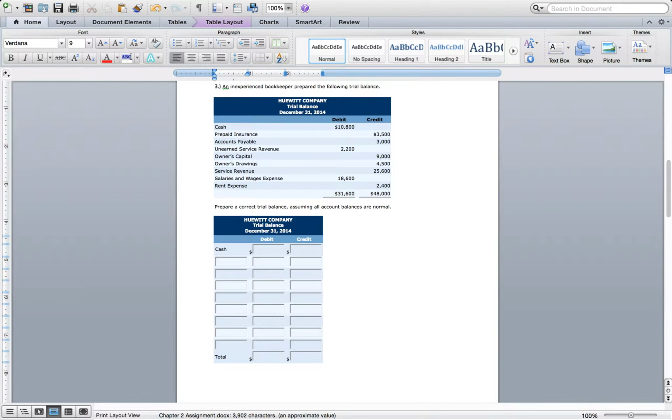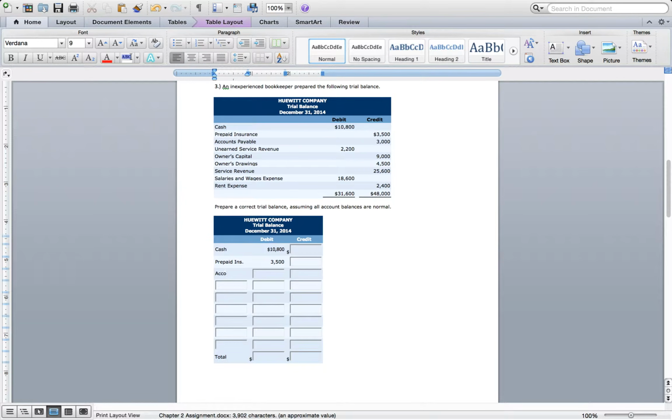Okay, so we start with the first account. Start with cash. That is actually correct. You start off with a debit, $10,800, because it's an asset. Assets have debit balances. Now proceed to the next one. Prepaid insurance. Now, prepaid insurance is also an asset, so it should also have a debit balance. So it should be $3,500.